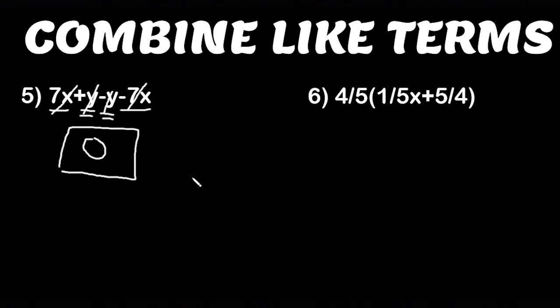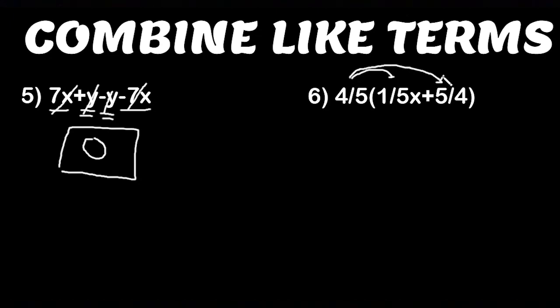Now this one here, again, you're dealing with more fractions. Don't worry about it. These are not like terms inside though. I can't combine those. So what I have to do is go ahead and distribute the 4/5 inside. So 4 over 5, I'm going to distribute to both of my terms there.